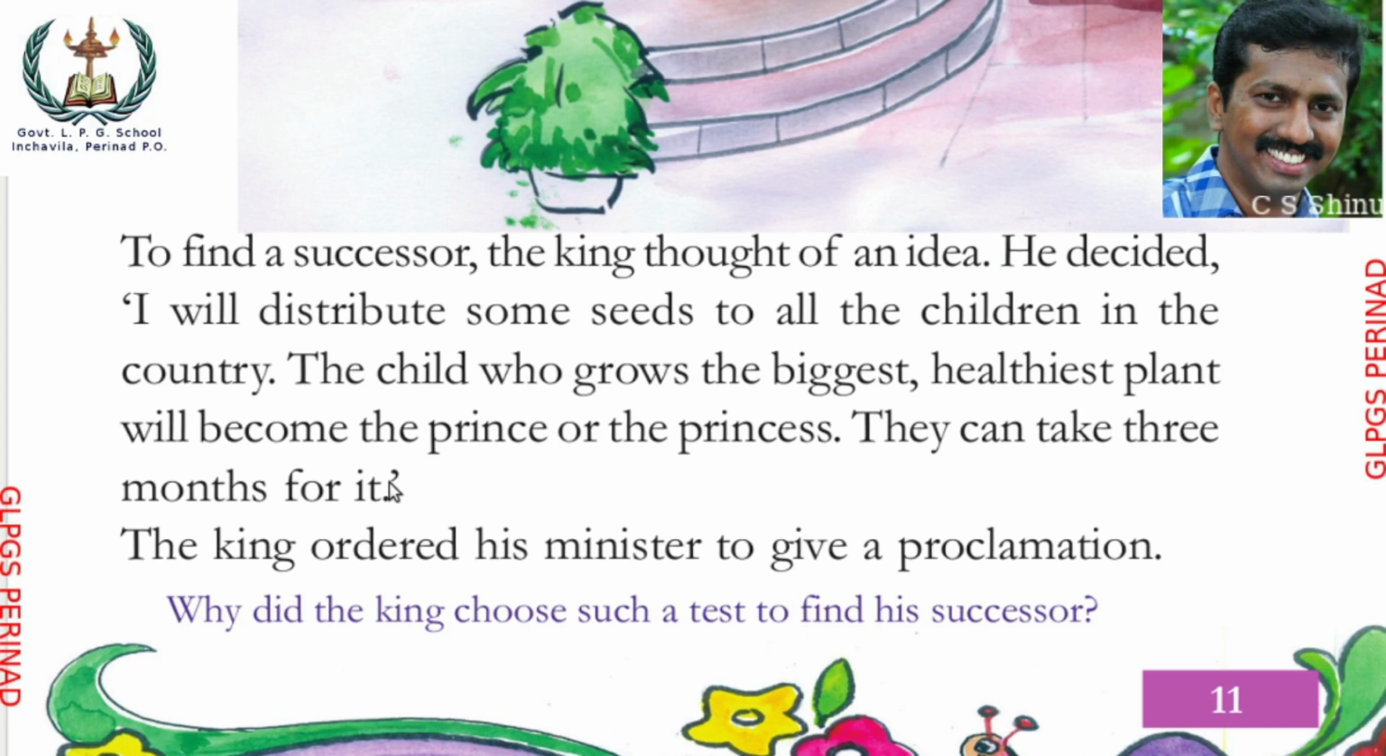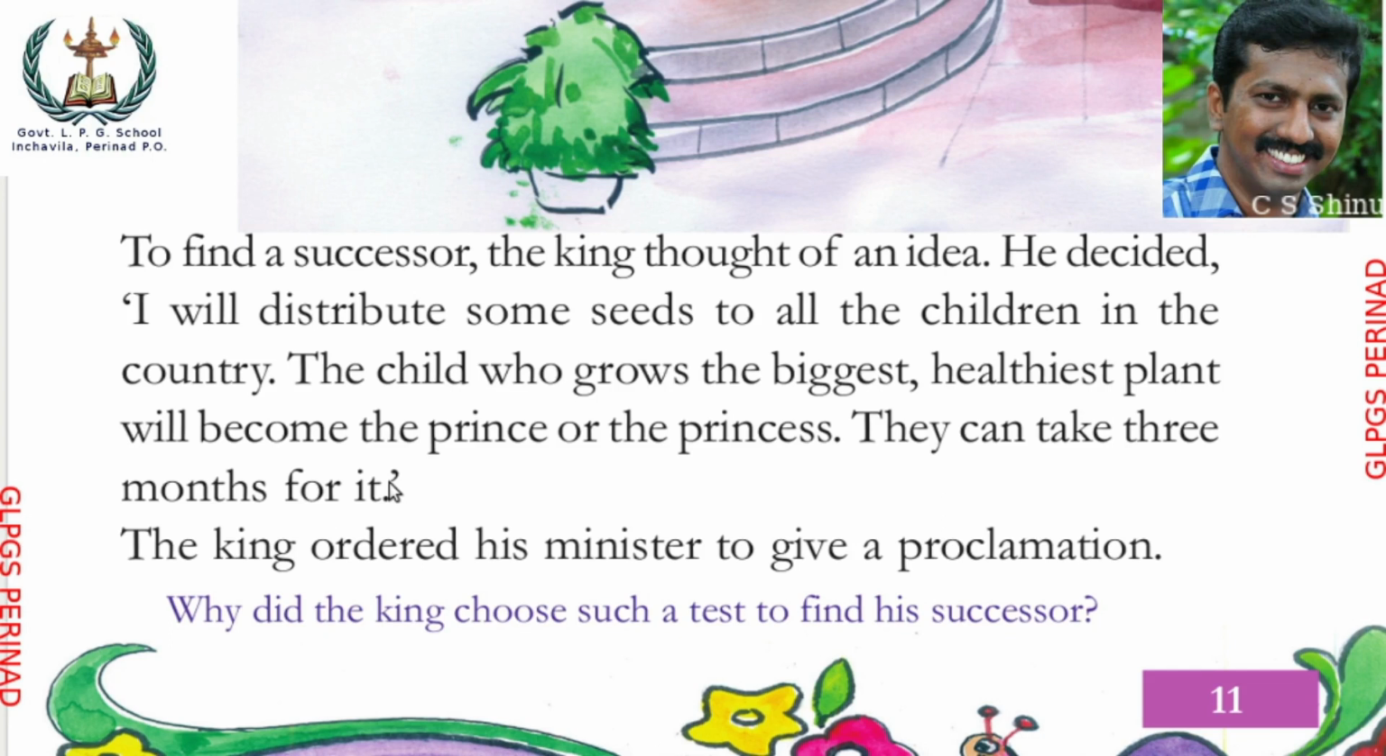They can take 3 months for it. How many months? 3 months for it. The child who grows the biggest means the tallest, the healthiest, the most powerful plant will become the prince or the princess. They can take 3 months for it. The king ordered his minister to give a proclamation.